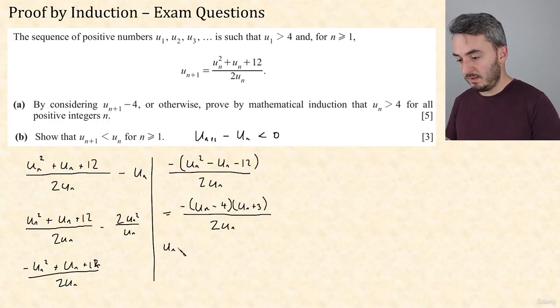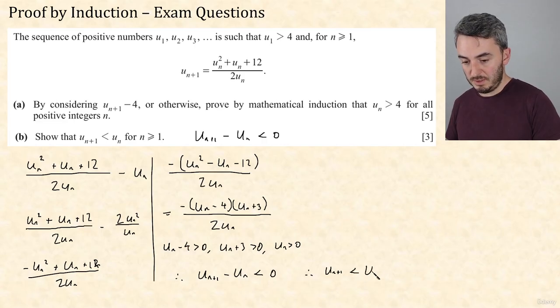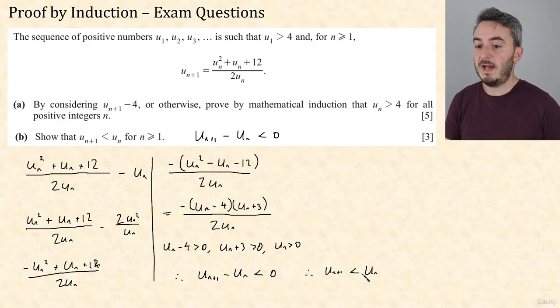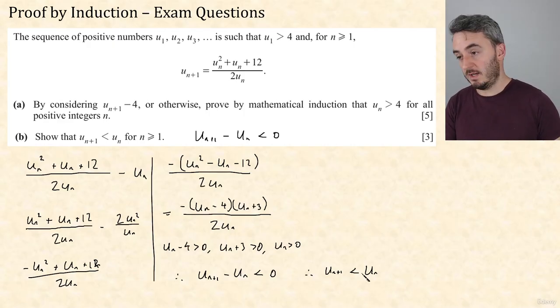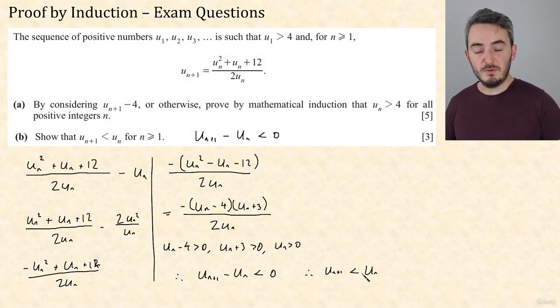So we can say that un minus 4 is positive, un plus 3 is always positive, un is always positive, and therefore this whole expression here, which was, recall, un plus 1 minus un, is always negative, and therefore un plus 1 is always less than un. So no induction needed on that final one, but we've proved that this is a decreasing sequence because each term is smaller than the last. So nice little extension beyond standard induction there. Okay, hope that was useful, and I'll see you all soon.